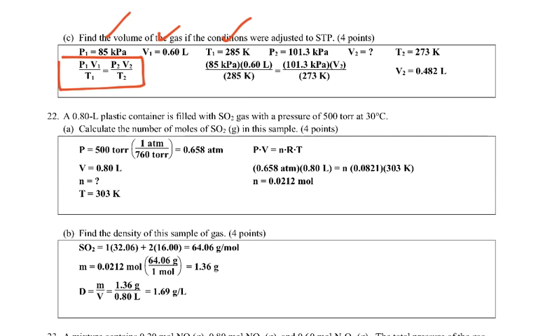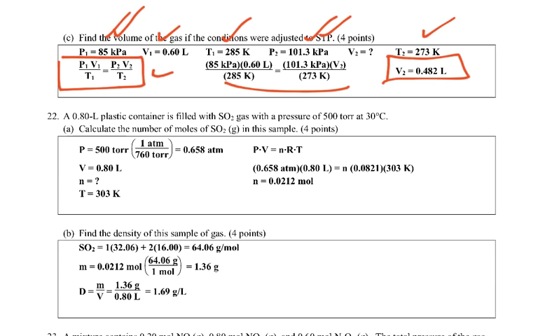But for the P1, V1, and T1, we're looking for V2. Pressure 2 is STP standard pressure, and that's going to be 101.3 kPa. We have to match the units from the given problem, and the temperature is going to be 273 Kelvin. So we just substitute all the numbers into this expression. We're going to solve for V2, and it comes out to be 0.482 liters. And again, we're not really worried about significant figures here.